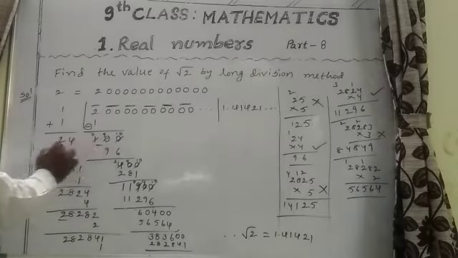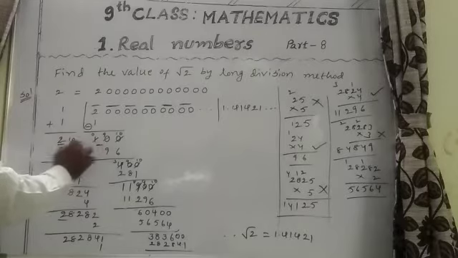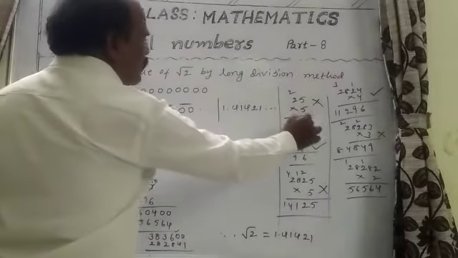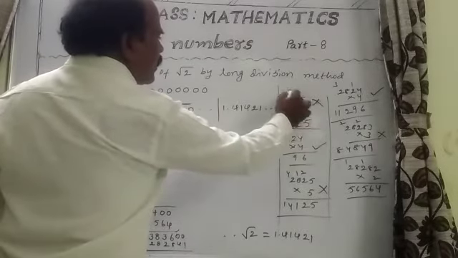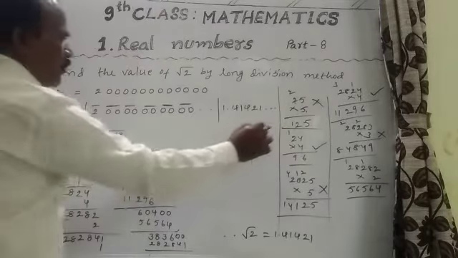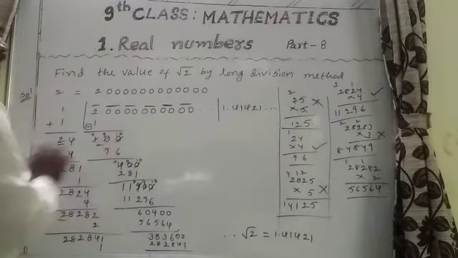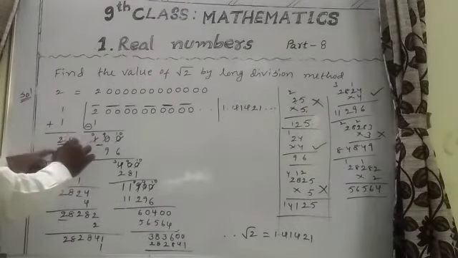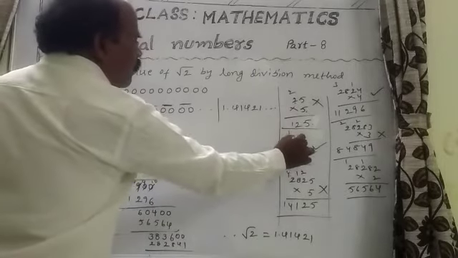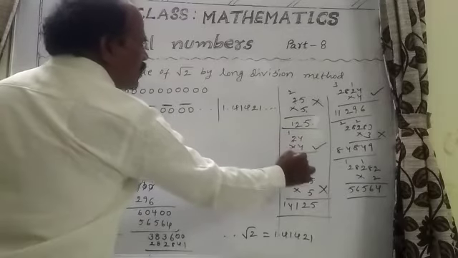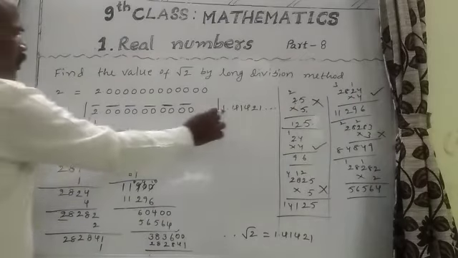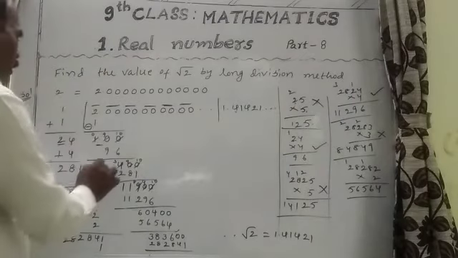2 5s are 10. First number divided with the first number. 2 5s are 10. That means after 2 write the 5 and multiply with the 5. 5 5s are 25, 5 2s are 10 plus 2 is 12. That is 125. This 125 is greater than 100. That's why decrease by 1 unit. That is 24 into 4. 4 4s are 16, 4 2s are 8 and 1 is 9. 96 is less than 100. That's why 24 4s are 96.